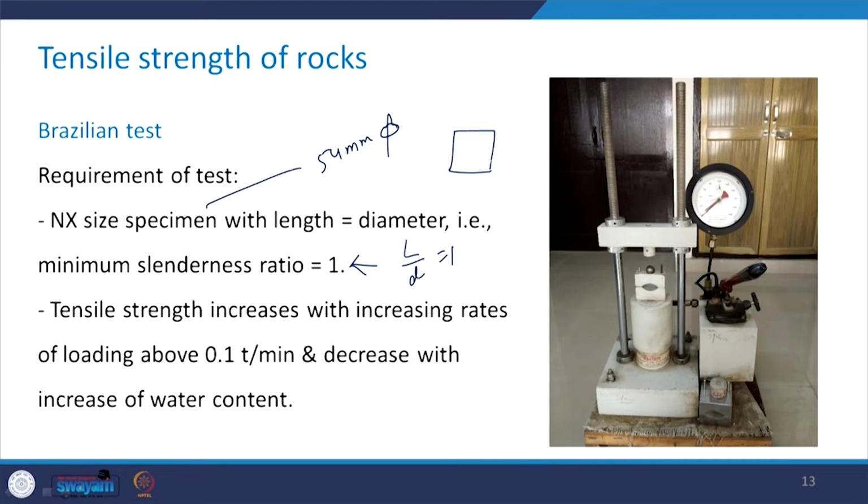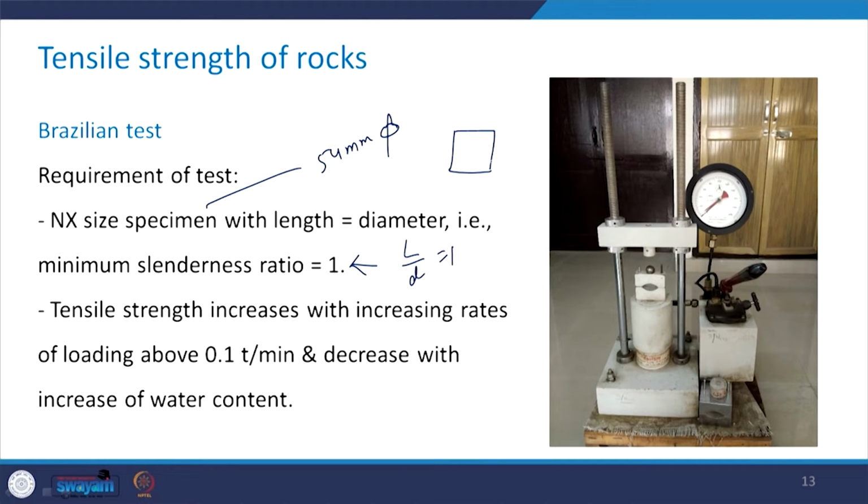The tensile strength increases with increasing rates of loading above 0.1 ton per minute, and it reduces with increase in the water content in the specimen. All these things we have discussed with respect to the compressive strength, and I have given you the idea of what is the reason behind such type of failure. So, the same thing is applicable here in this case.